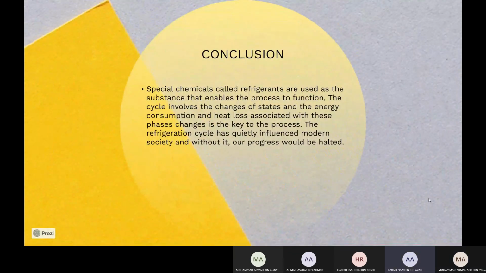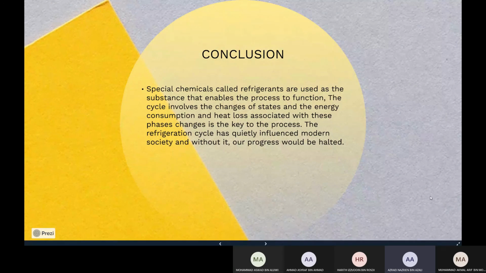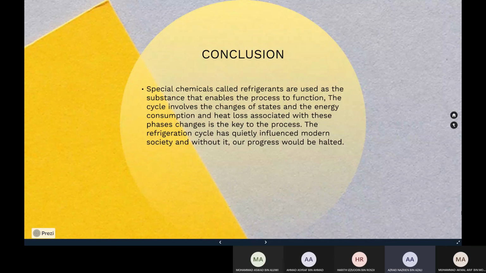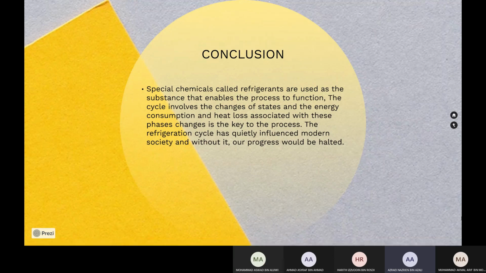Okay, for the conclusion, special chemicals called refrigerants are used as the substance that enables the process to function. The cycles involve changes of state, and the energy consumption and heat loss associated with these phase changes are the key to the process. The refrigeration cycle has quietly influenced modern society, and without it, our progress would be halted.